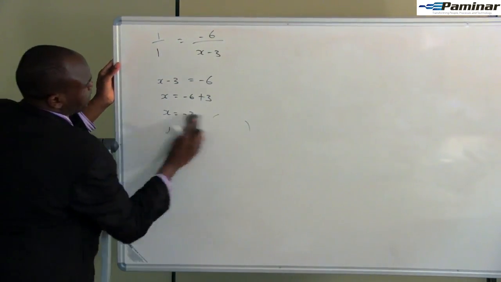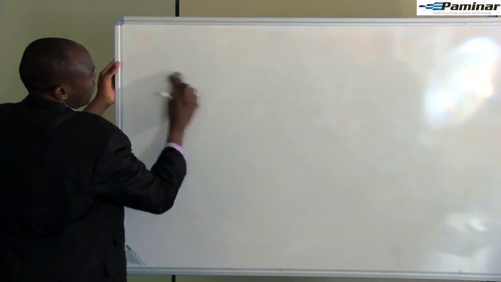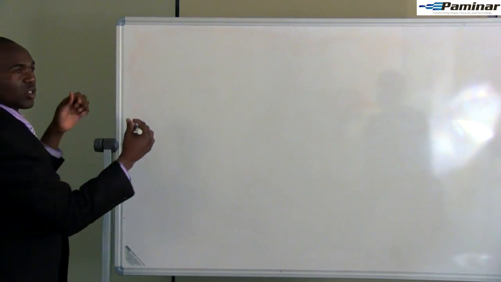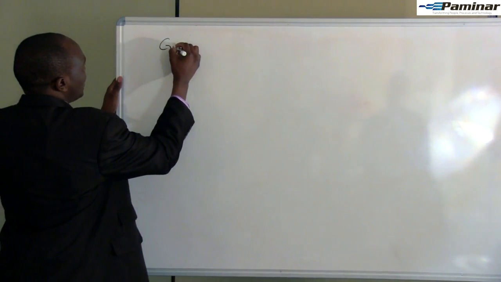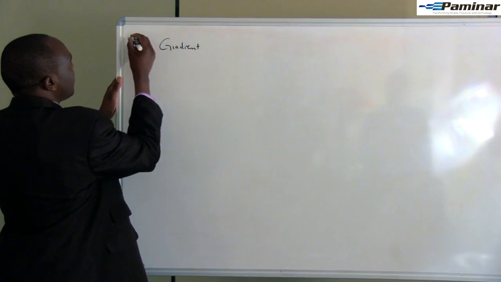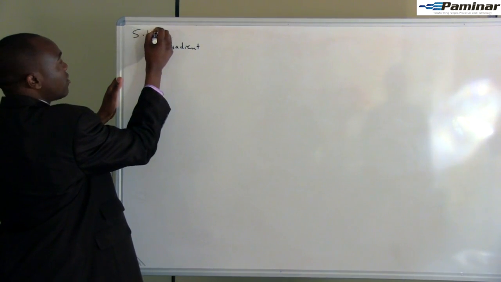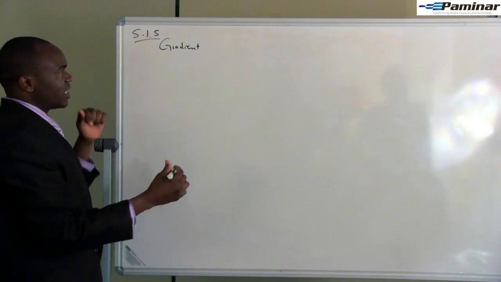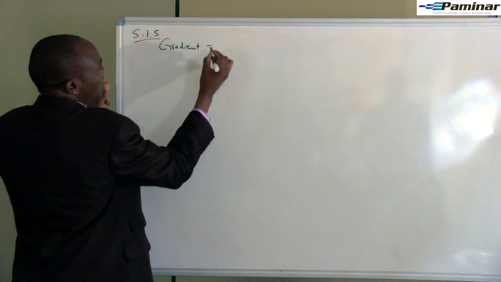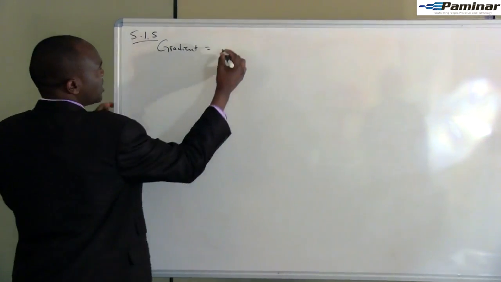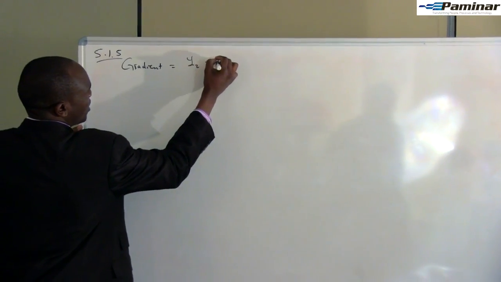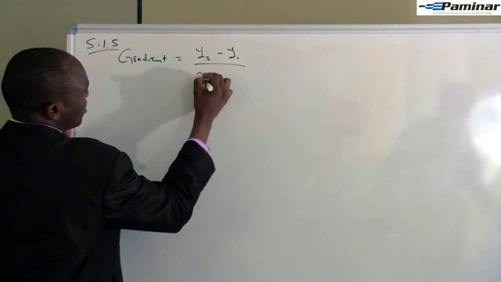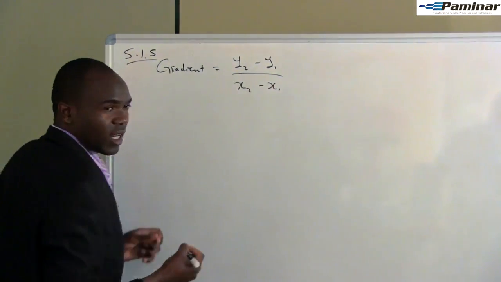Alright, then now let's use the formula to get the gradient. So now, gradient, we are doing 5.15. To get the gradient, remember, let me just remind you of the formula. We say y2 minus y1 over x2 minus x1.